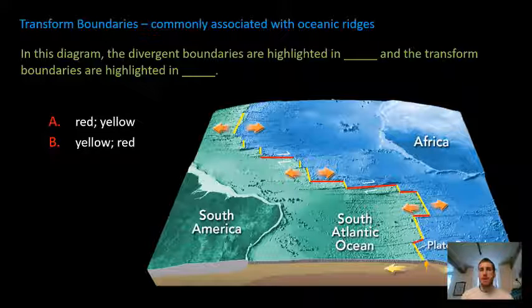So looking at this diagram, we've got red and yellow boundaries outlined. There are two different types. And so if you can pick out which one would be the divergent boundary and which one would be the transform boundary, you can pause the video if you want to think about it. But if we actually look at this closely, we can see that the eastern side of the image, Africa here is moving right, South America and what's labeled as the South Atlantic Ocean here is moving left.